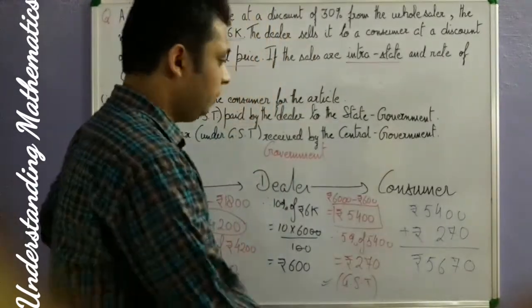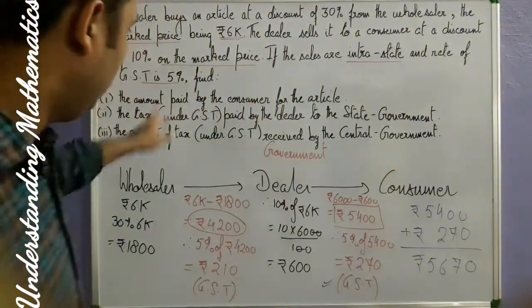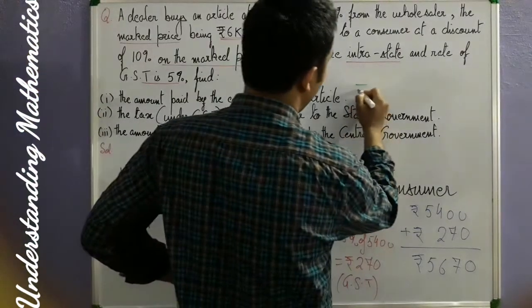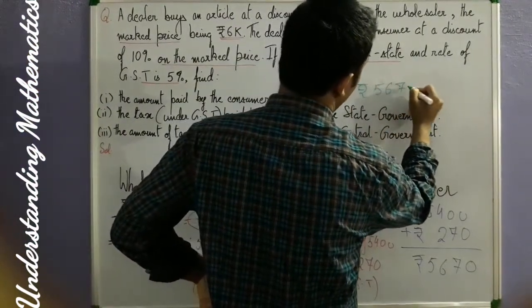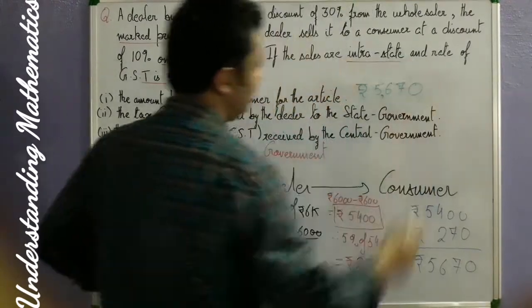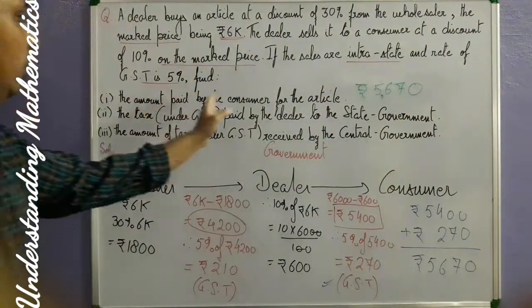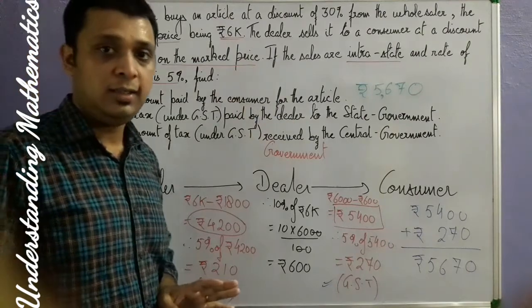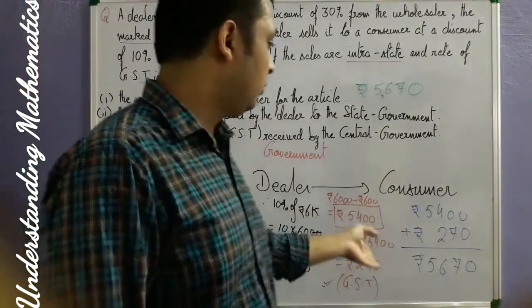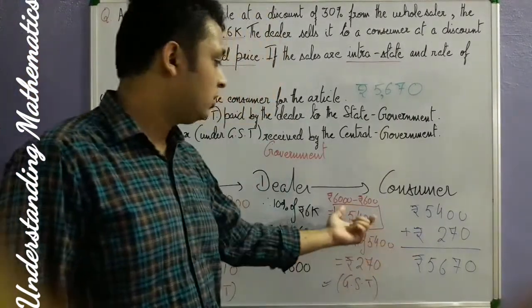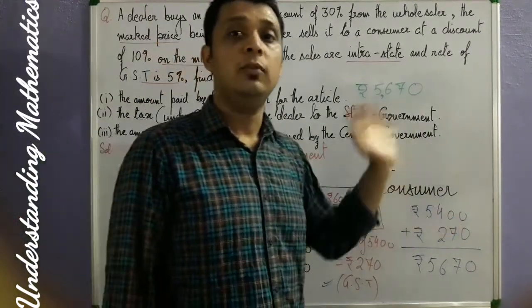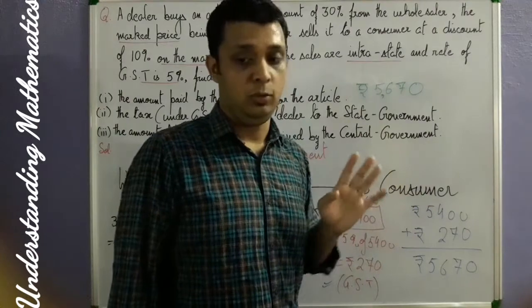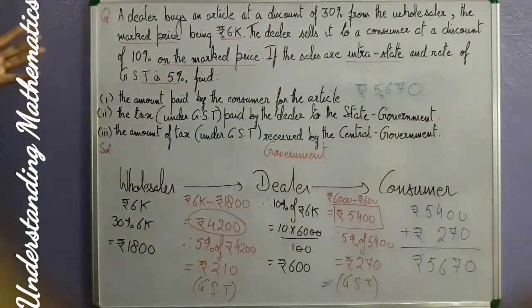So your answer for the first part will be rupees 5670. This is the amount which the consumer will pay for the article, isn't it? Because it includes the GST also, and it includes the price shown by the dealer when he was selling it to the consumer. Clear?